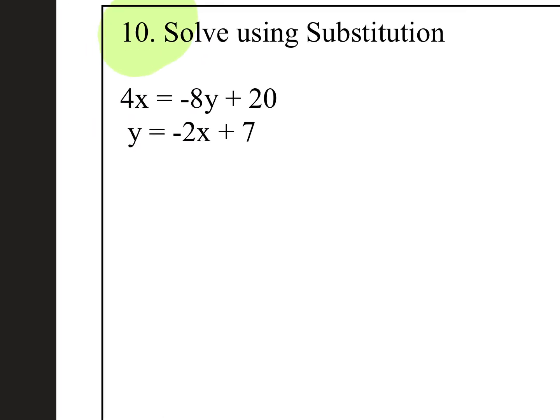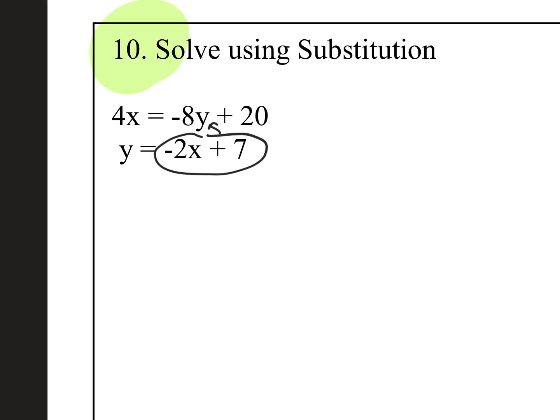Like here, this is set up for substitution. Do you see why? Because it says y equals. You can just take this right here and plug it in there. I see a very easy way to do elimination. Okay, how would you rewrite it for elimination? I bring the 2x over, and then I bring the y over, so it would be 2x plus y equals 7. And then this would be 4x plus 8y equals 20. You want the x's first, then the y's, then the equals.